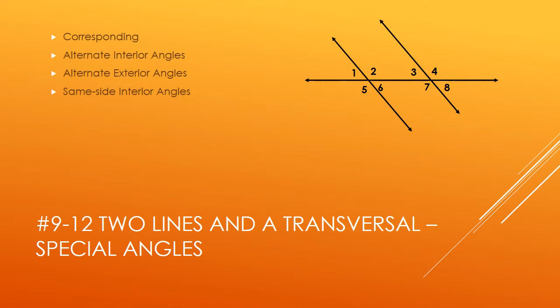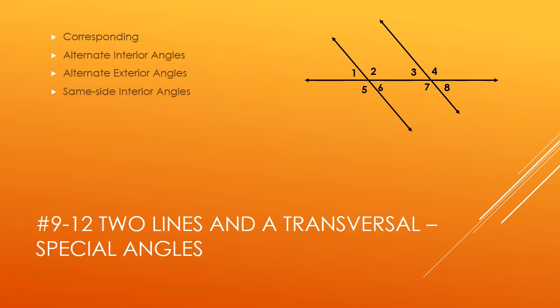All right, numbers 9 through 12, we're almost done. It's 2 lines and a transversal. In this case, they do not label these as parallel. So there's no special relationship that we can make from these angles. If these 2 lines were classified as parallel, then we could say that our alternate interior angles are congruent, our alternate exterior angles are congruent, our same side interior adds to 180, and our corresponding angles are congruent.